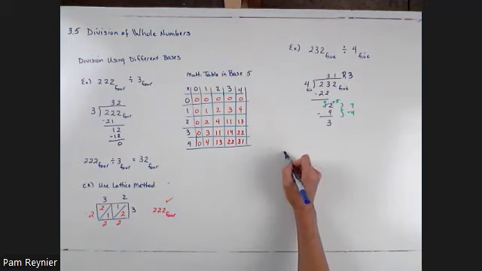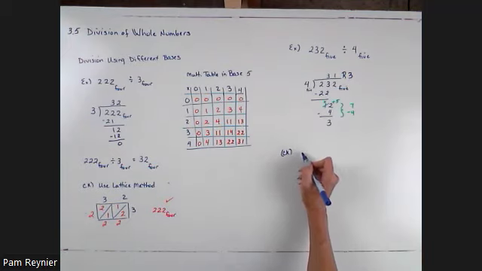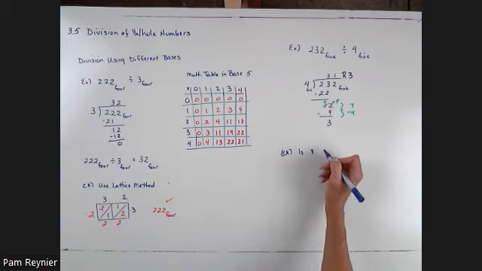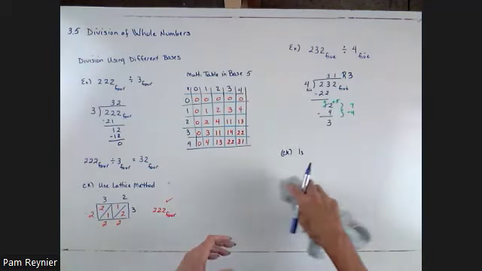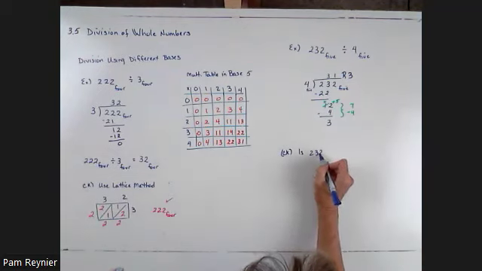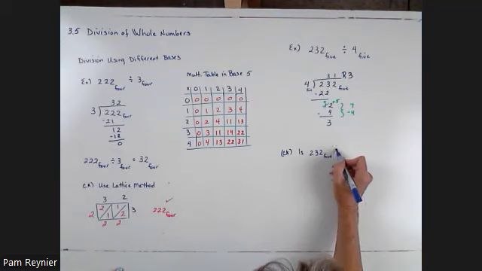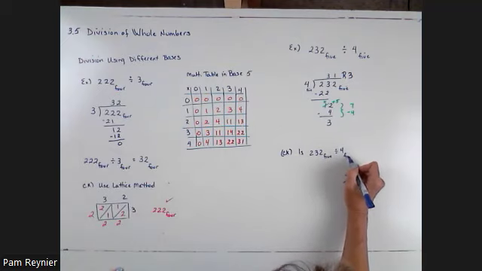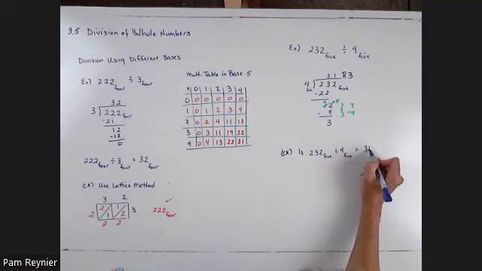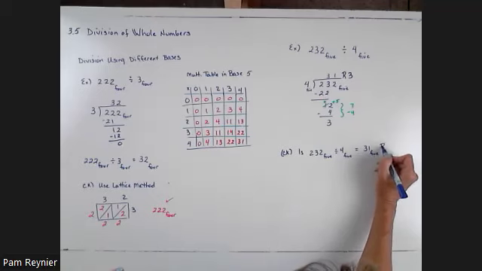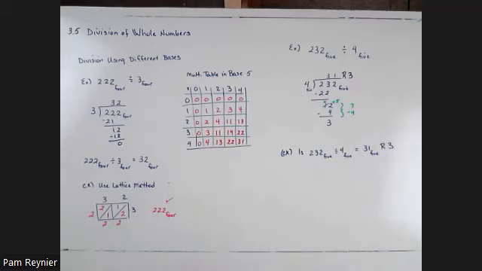So let's check our work. I'm going to use the lattice method again, and I'm going to check. Is 232 base 5 divided by 4, you have to have the same base, equal to 31 base 5 with a remainder of 3. So let's use the lattice method. So I'm first going to check to see what happens when I multiply 4 times 31.